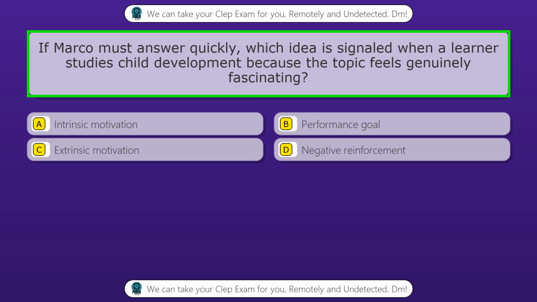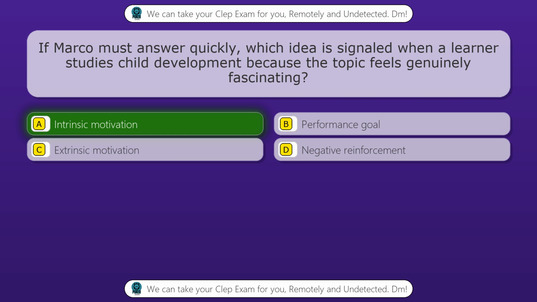Question 26. If Marco must answer quickly, which idea is signaled when a learner studies child development because the topic feels genuinely fascinating? Option A, intrinsic motivation. Option B, performance goal. Option C, extrinsic motivation. Option D, negative reinforcement. The correct answer is option A, intrinsic motivation.